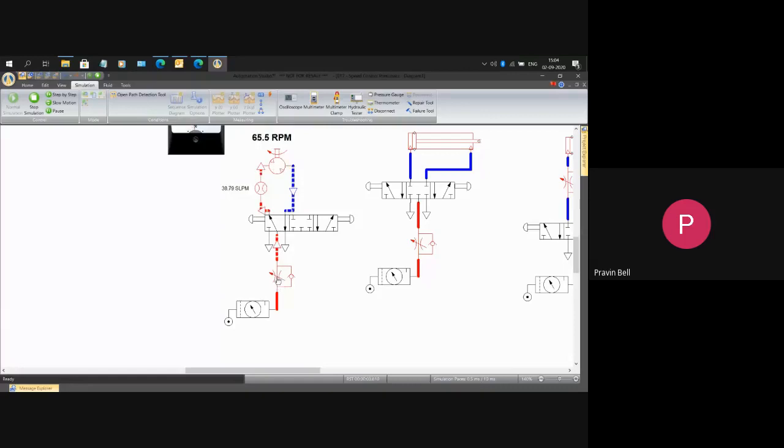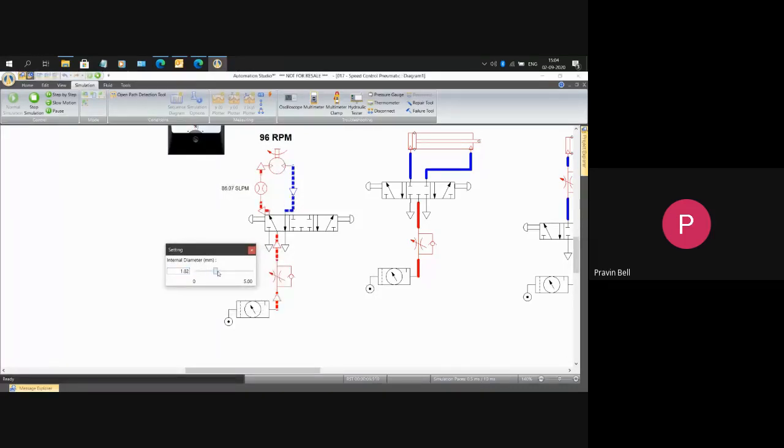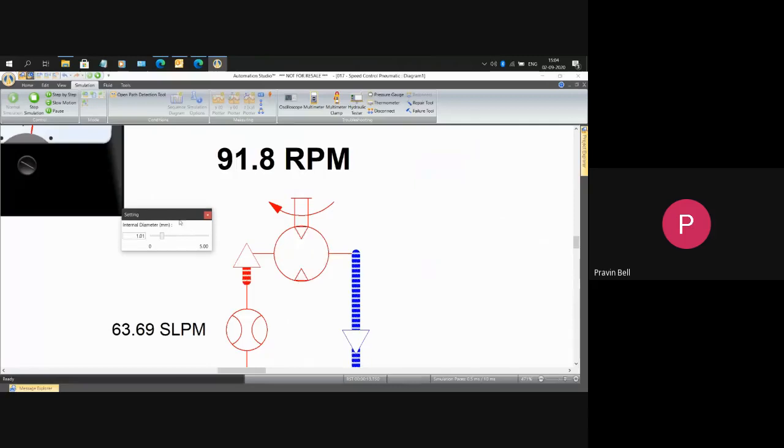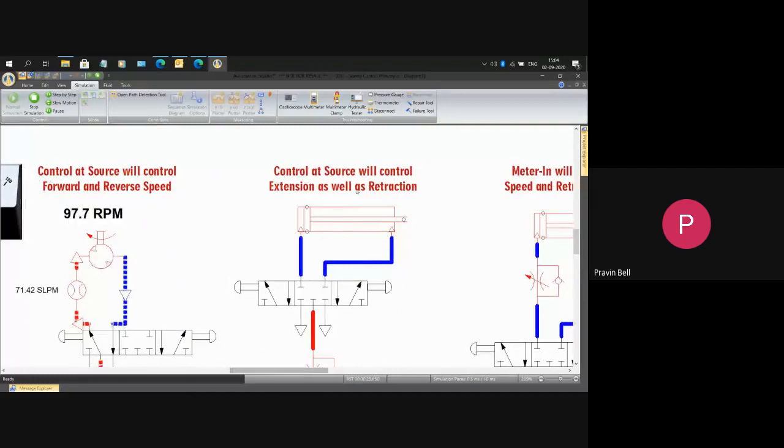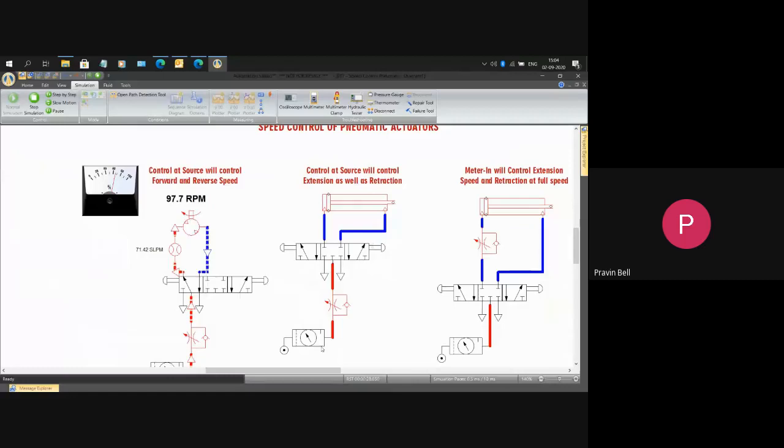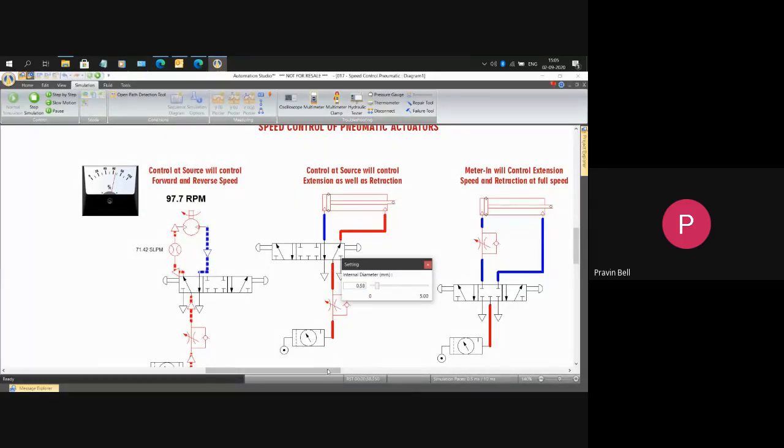Okay, I change the orifice value at the source itself, and this can change the RPM of the hydraulic motor here by changing the input compressor flow itself. Then in the second case, control at source will control extraction and retraction. Now this is for a cylinder. The previous one was for a motor. This is for a cylinder. This is pneumatics, by changing flow at the compressor side itself.